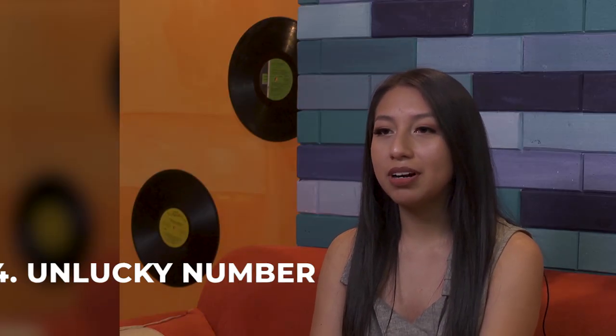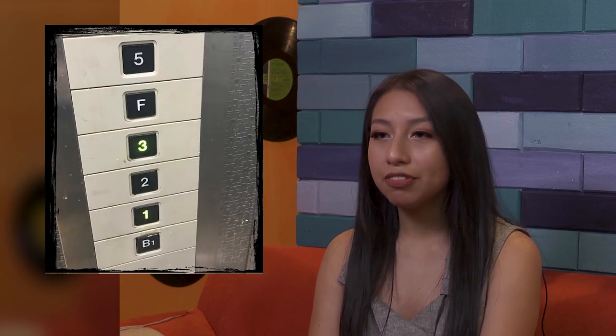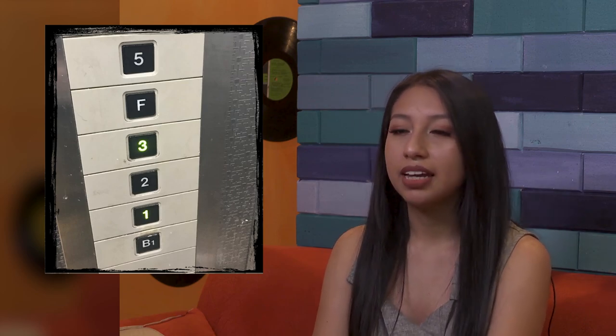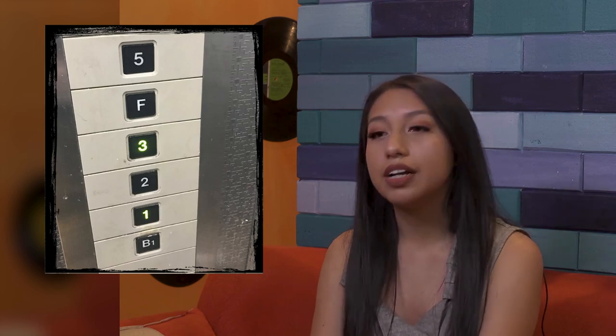Last but not least, in this country and other parts of Asia, the number 4 is considered to be an unlucky number, and it is associated with death. In hotels and other buildings, there is no 4th floor. Well, interesting, isn't it? So, who wants to go and visit South Korea?